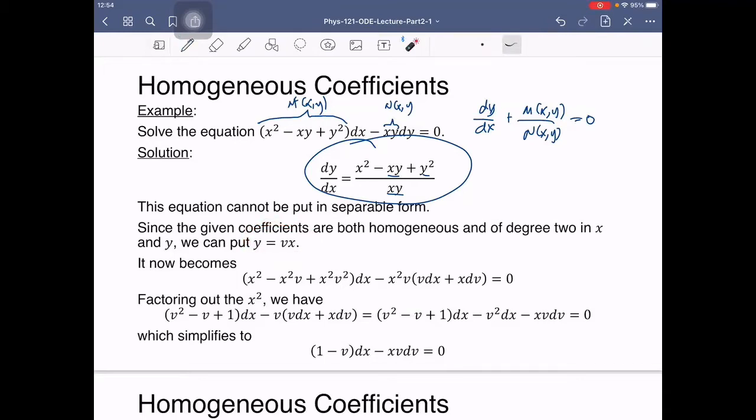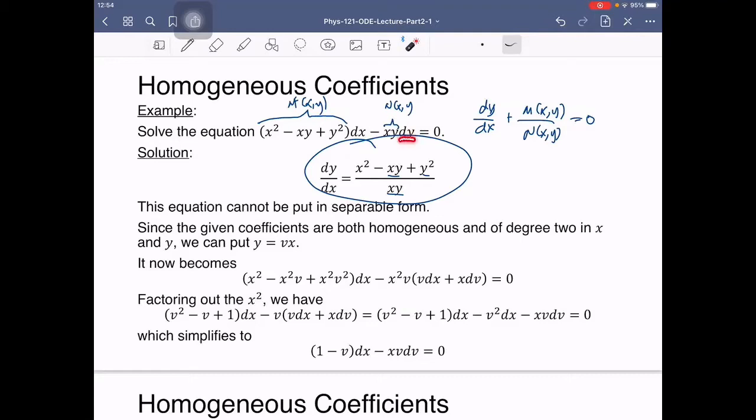So, pag pinalitan natin yun, yung y ng vx, so we can have x squared. So, we have initially xy. So, pag pinalitan mo yun, magiging x squared v plus x squared v squared dx. Okay? And then minus, we have xy here. So, pinalitan natin yung y ng vx. So, now we have x squared v.